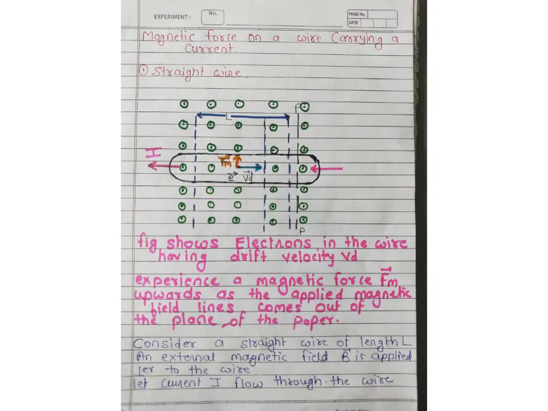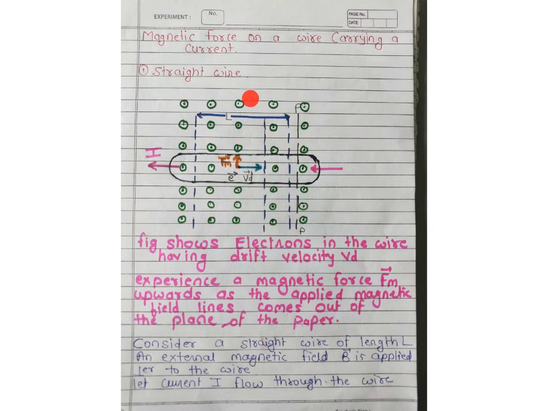In the previous lecture we have seen that whenever a moving charge is in a magnetic field, it experiences a force, that is, magnetic force F is equal to q times the cross product of v and B. So let us start today's topic, that is, magnetic force on a wire carrying a current.